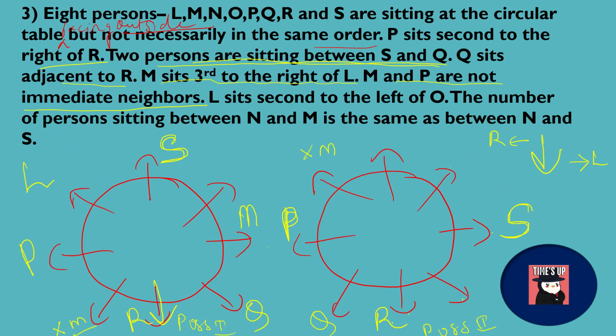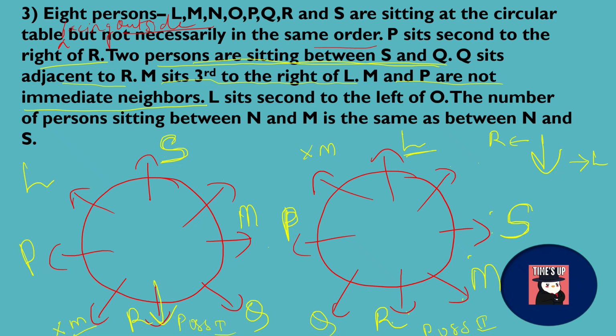If I place L here, then 1, 2, 3, M is here. If I place L here, then there is no place, correct? So I can place L here only. I can't place L here because if I place L here, then 1, 2, 3, in place of R, M should come. But R is already placed. So L can't come here. Correct? This is the second possibility.